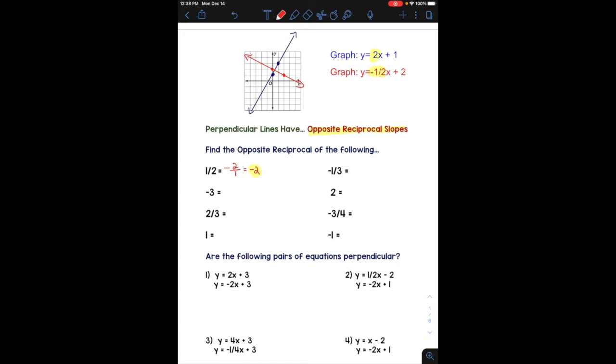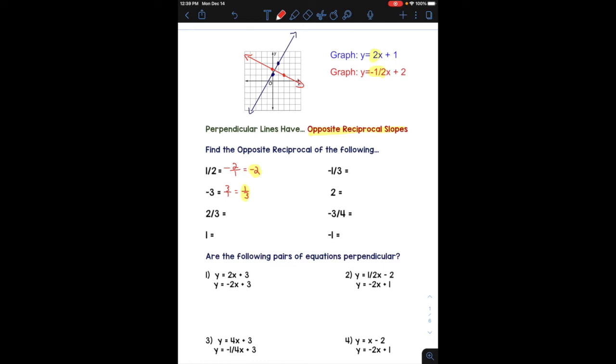Let's go on below. -3. The opposite of a -3 would be a positive number, and the reciprocal of 3/1 would be 1/3. The opposite reciprocal of -3 would be +1/3.